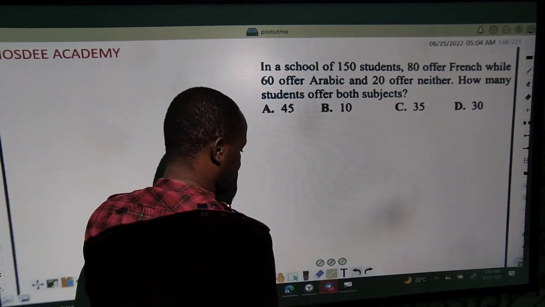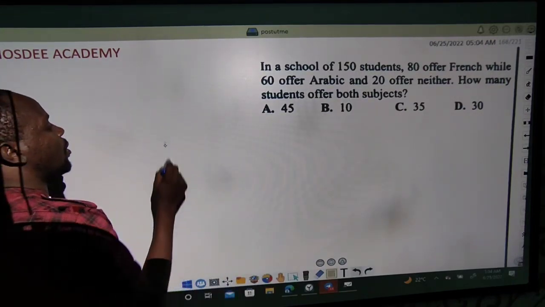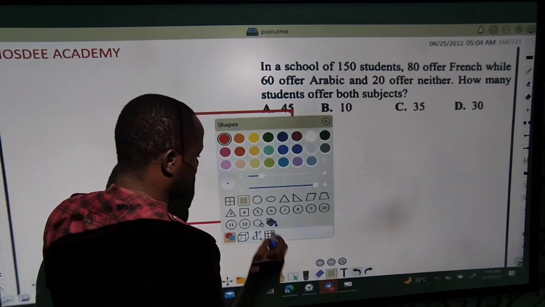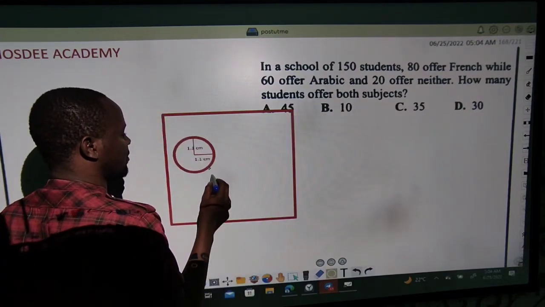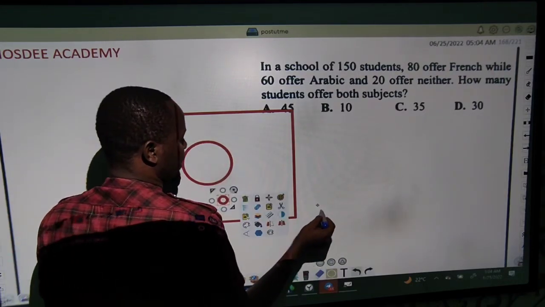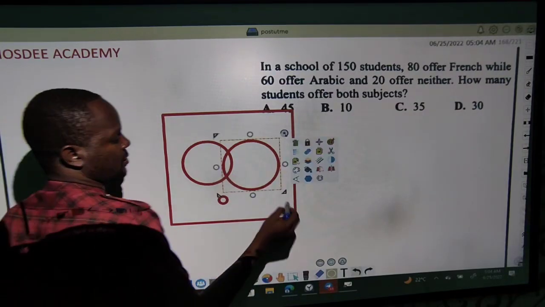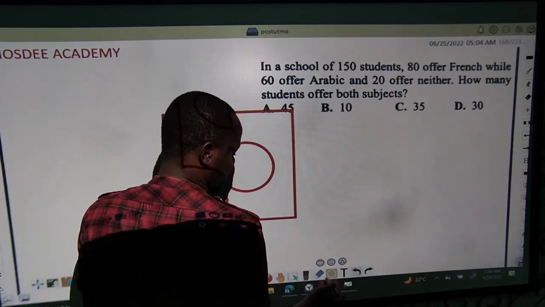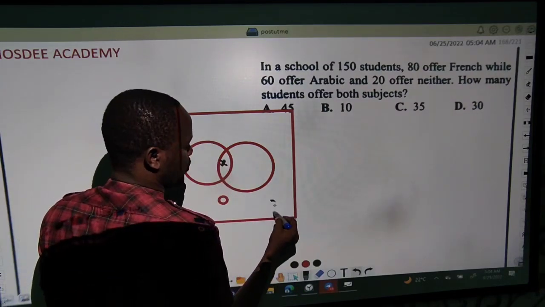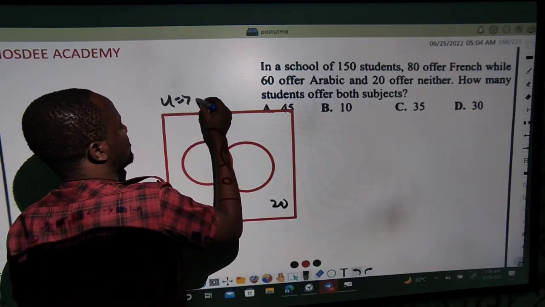You don't need to draw a Venn diagram, but if you are the type that is used to drawing everything, you are writing an exam, or you are in the exam hall where nobody is marking anything. Understand what I mean by nobody's marking anything? What they are only about is getting the answer. So drawing the Venn diagram is just the way you were trained in school. As far as I'm concerned, I don't think it is important. I want to put x there. This is both. Those that do not offer anything, 20. For those of you who are used to writing everything, universal set, 150.